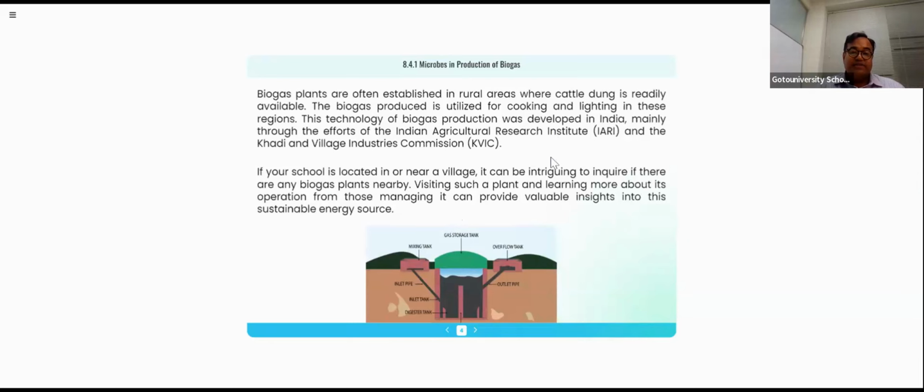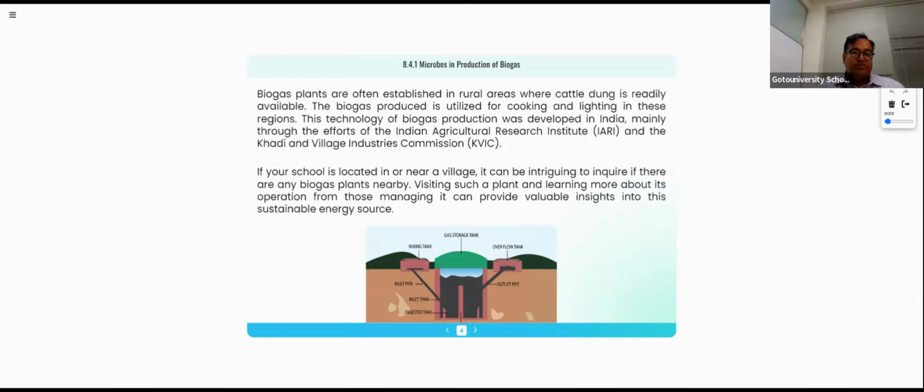Not only the Indian Agriculture Research Institute, the Khadi and Village Industries Commission is also using biogas production in a more controlled way, so that people living below the poverty line are making use of this application to satisfy their demands at a very cheap price.